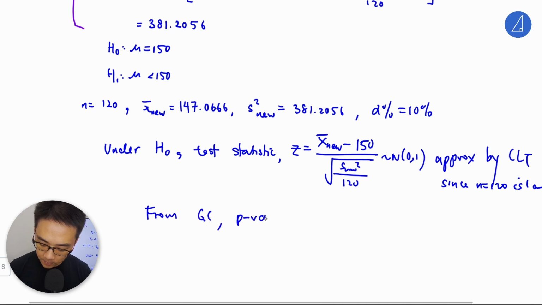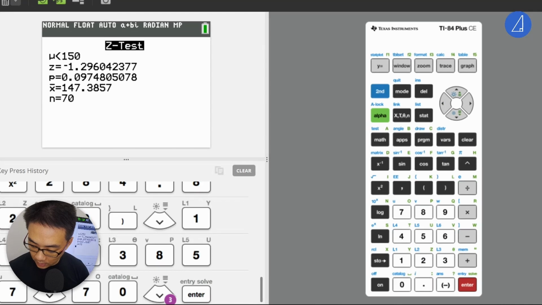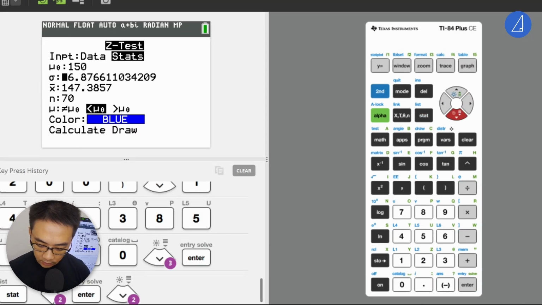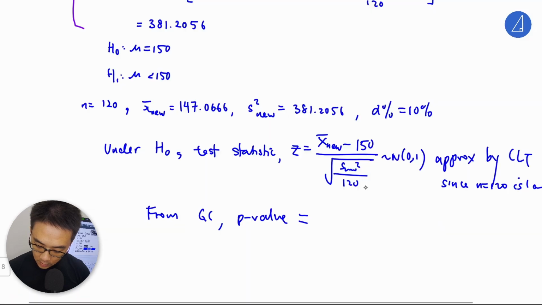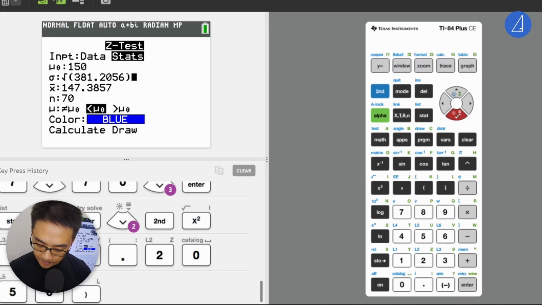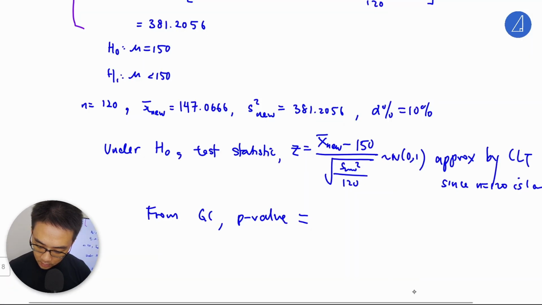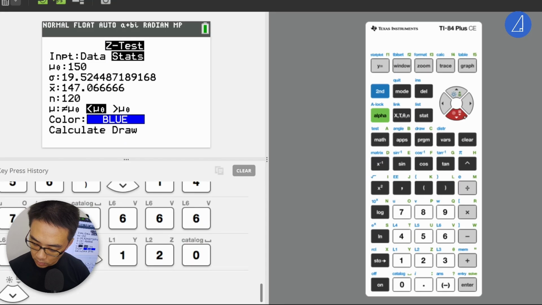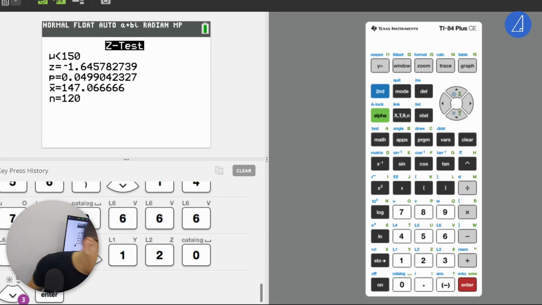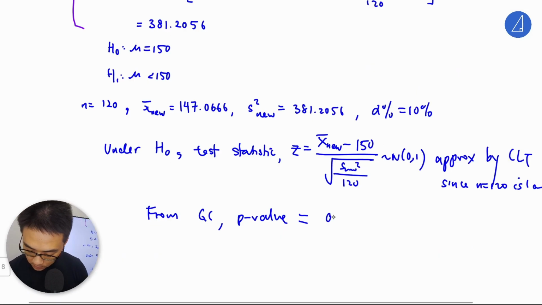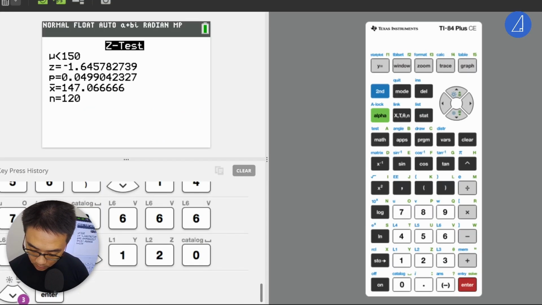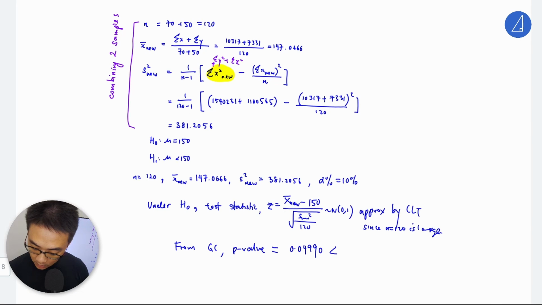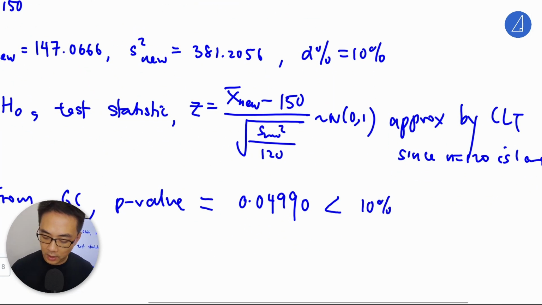And then get the p-value. The calculator should be able to get the answer. Stats, test statistic, data, 150, square root, 381, n is 120. Okay, 0.04, which is less than 10%, of course. So reject H naught.